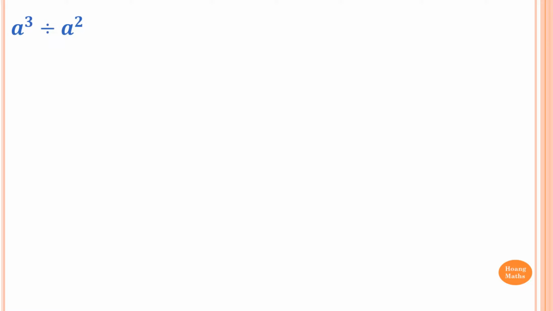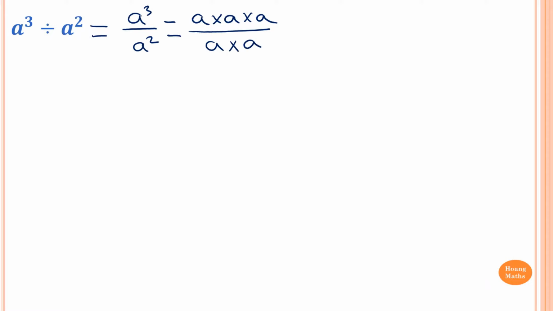a to the power 3 divided by a squared. This is equal to a cubed over a squared, which equals a times a times a, all over a times a. So I can cancel this with this, this with this. So the answer is equal to a.